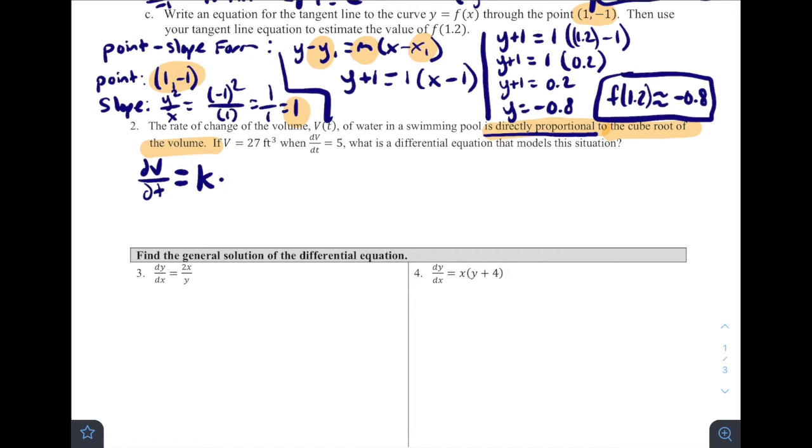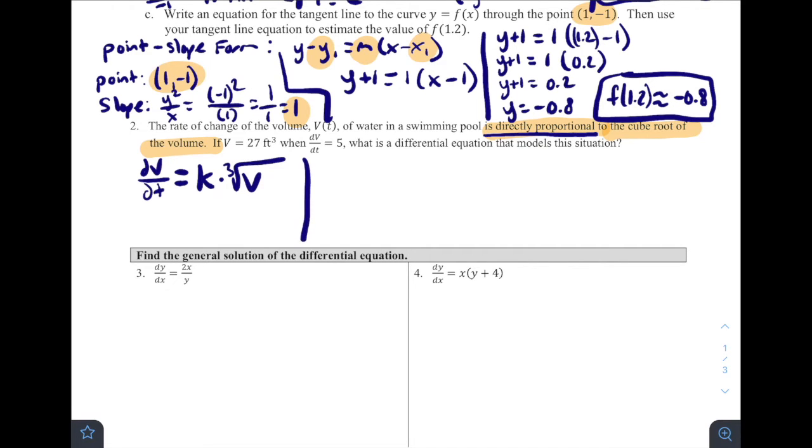And what's that something? Well, they're saying it's the cube root of the volume. So the cube root of the volume. And so this is what our differential equation would look like. But we notice here that they told us that v is 27 feet cubed and dv dt is 5. This information here is going to allow us to actually find that value of k.